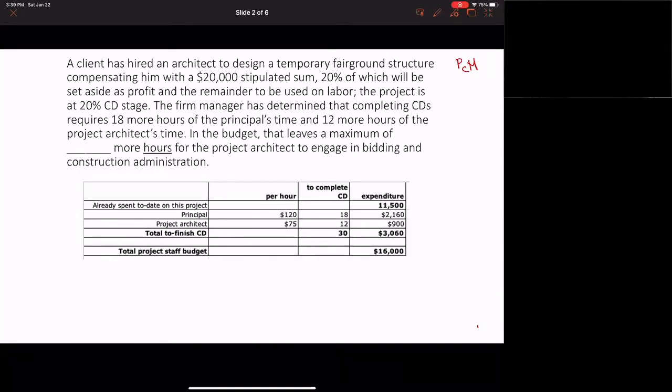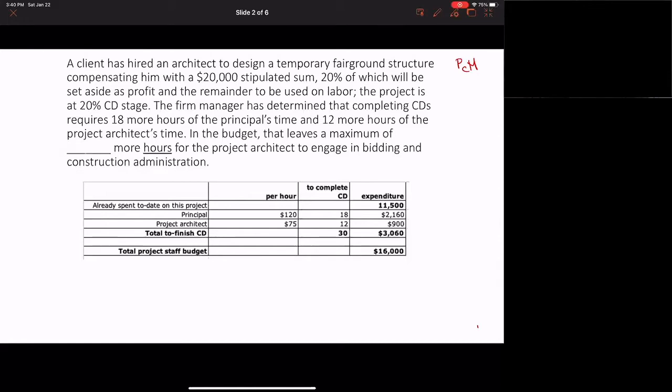And 20% of which will be set aside as profit, and the remainder to be used on labor. The project is, that's also an NCARB thing. It's just oversimplifying, and that makes sense again if you're testing people and you don't want to send them too far down the weeds with how much is set aside for a consultant like a structural engineer, or how much we're going to charge for a roll of drawings. We're just going to simplify it.